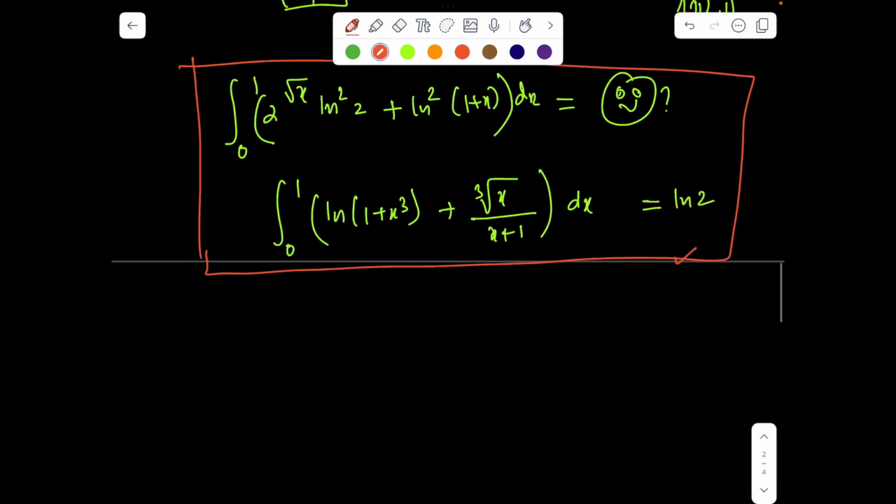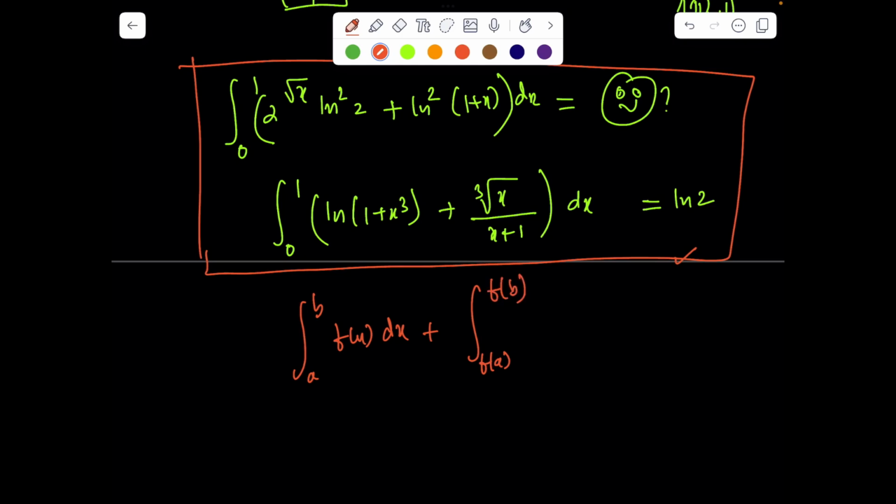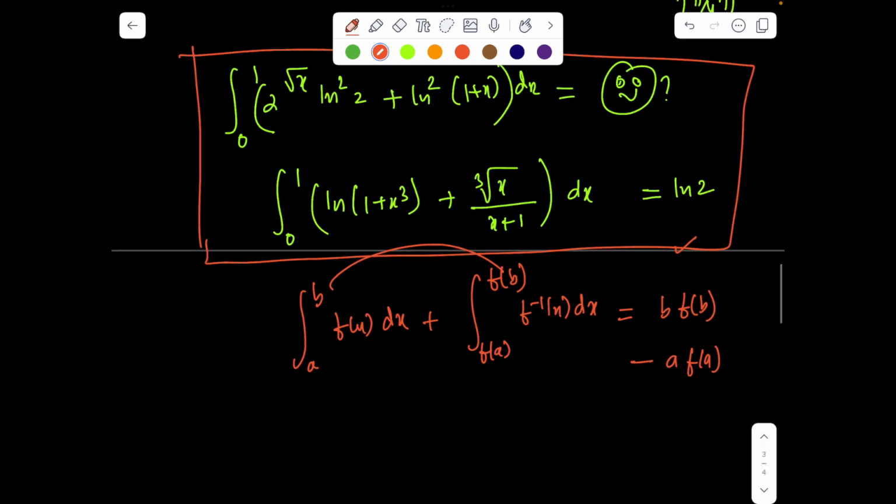Okay, if you get the answer, keep this in the comment section so that it will help others. So both of these problems are basically based on the fact that the integral from a to b of f of x dx plus the integral from f of a to f of b of f inverse x dx is going to be the product of the upper limits minus the product of the lower limits.